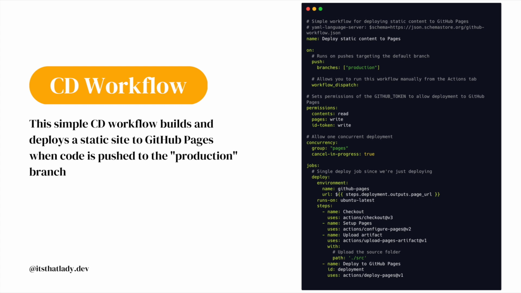The next example I have for you is this continuous deployment workflow that builds and deploys a static site to GitHub pages when the code is pushed to a production branch. So the event can also be specified by a branch in your repo for you to push from. So you can have production, staging, playing environments that will run the workflows. So we have a name, the trigger, then we're setting some permission so that we can deploy to GitHub pages. We're only allowing one concurrent deployment, and then we have a single job that has multiple steps.